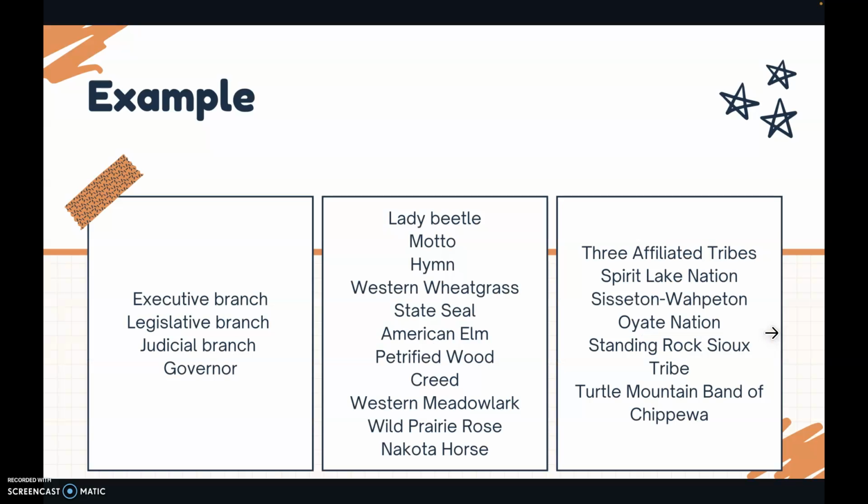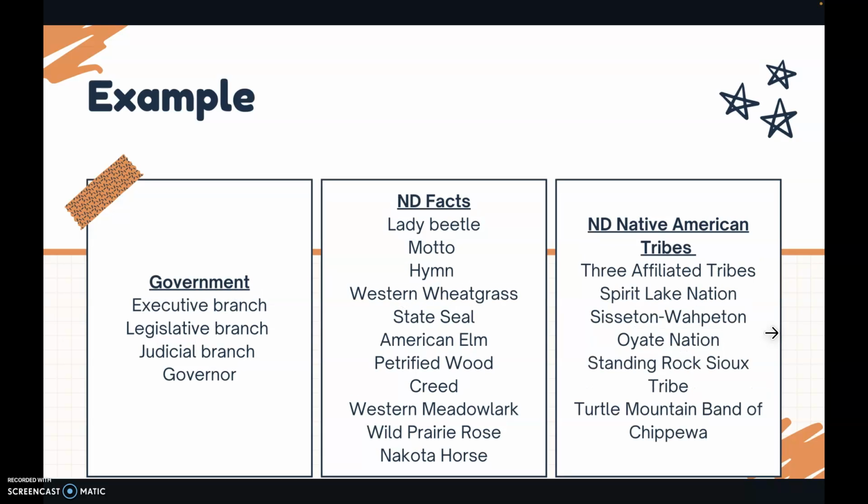And this is the clusters that they made. As you can see, there are at least 3 vocabulary words in each cluster. And then they title them. In this one, it's titled Government and has the branches. Then this is North Dakota facts, like the state symbols and all that. And this is the North Dakota Native American tribes. It has the different tribes that there are.